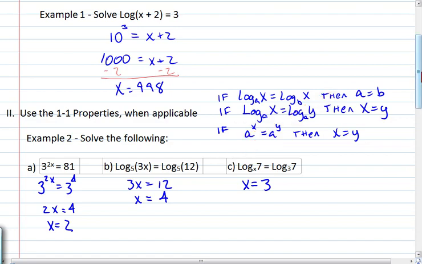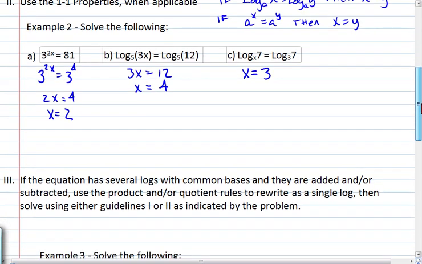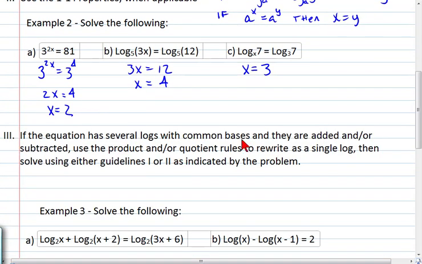Guess what guideline 3 tells you how to handle? 3 logs. If the equation has several logs with common bases, this is key, you have to have common bases, and they are added and or subtracted. So we have plus or minus between the logs. Then we can use the product and or quotient rules to rewrite those logs as a single log. We just practiced doing that. Then solve using either guideline 1 or guideline 2, because one of those two will apply if you don't have pluses or minuses between logs. You're either going to have one log in the problem or a log equal to a log.